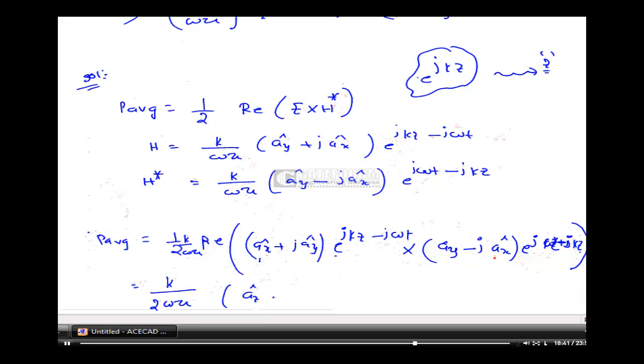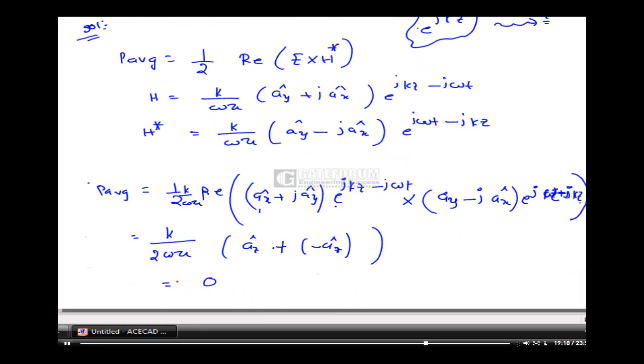Ax cross Ax is 0, so no need to go for that. Similarly, Ay cross Ay is equal to 0, so no need to go for that. Now j cross minus j. j into j square, that is j square is minus 1. So the resultant is minus of minus plus Ay cross Ax. Ay cross Ax is nothing but minus Az. Similarly, this e power j kz minus j omega t multiplication of this is e power 0, so that is 1. So this is nothing but 0, which is a null vector.